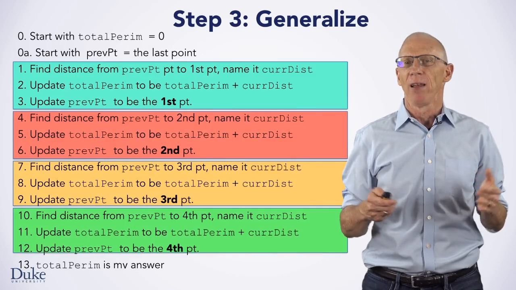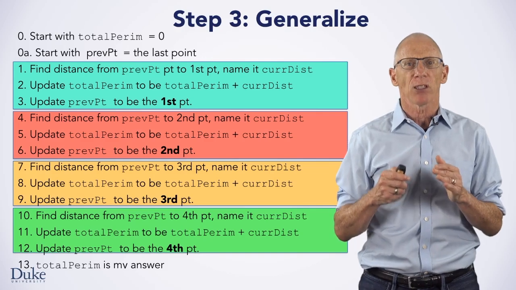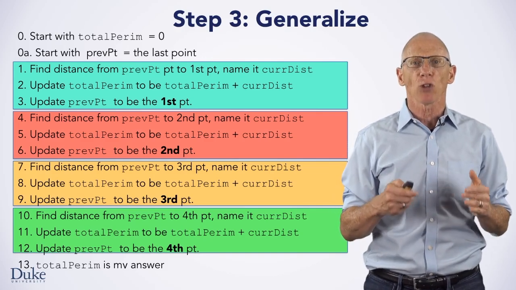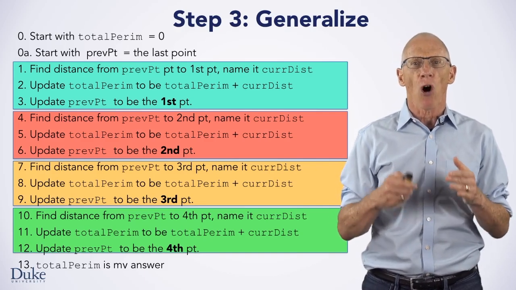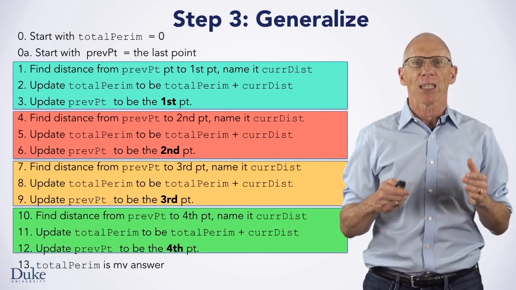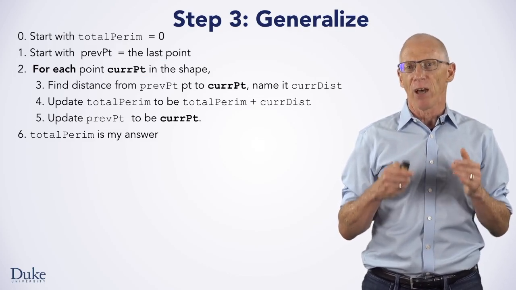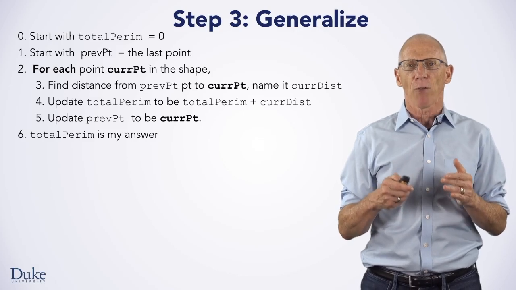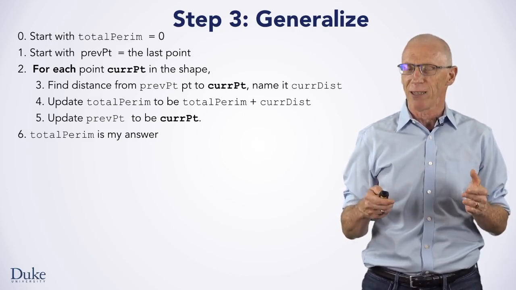Okay, great. Now we have nice repetitive steps where the only difference is the point we're working on, and those go in order through the points in the shape. So we can express all these steps in the colored boxes that you see here as a repetition for each point of the steps. This gives us a nice general algorithm for finding the perimeter of any shape. Later, we'll translate this into code.